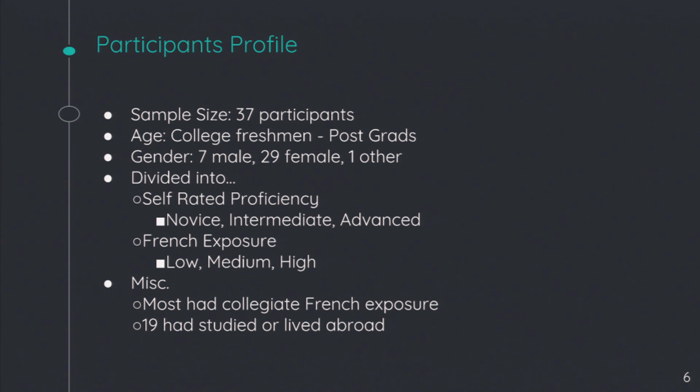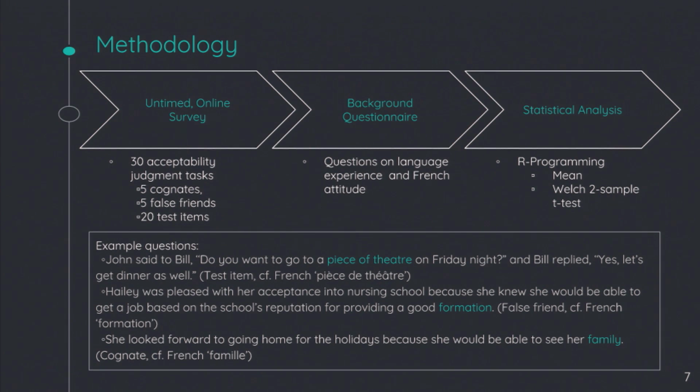For my profile, I had 37 participants who were mostly college-aged. They were divided by self-rated proficiency into novice, intermediate, and advanced, and I also divided them based on their exposure to French into low, medium, and high exposure groups. Most had collegiate French experience, and 19 of them had studied or lived abroad at some point. For my methodology, I did an untimed online survey that had 30 acceptability judgment tasks, which included 5 cognates, 5 false friends, and 20 test items. Then I gave them a background questionnaire to understand their French experience and what kind of attitude they had towards French, and then I looked at it statistically.